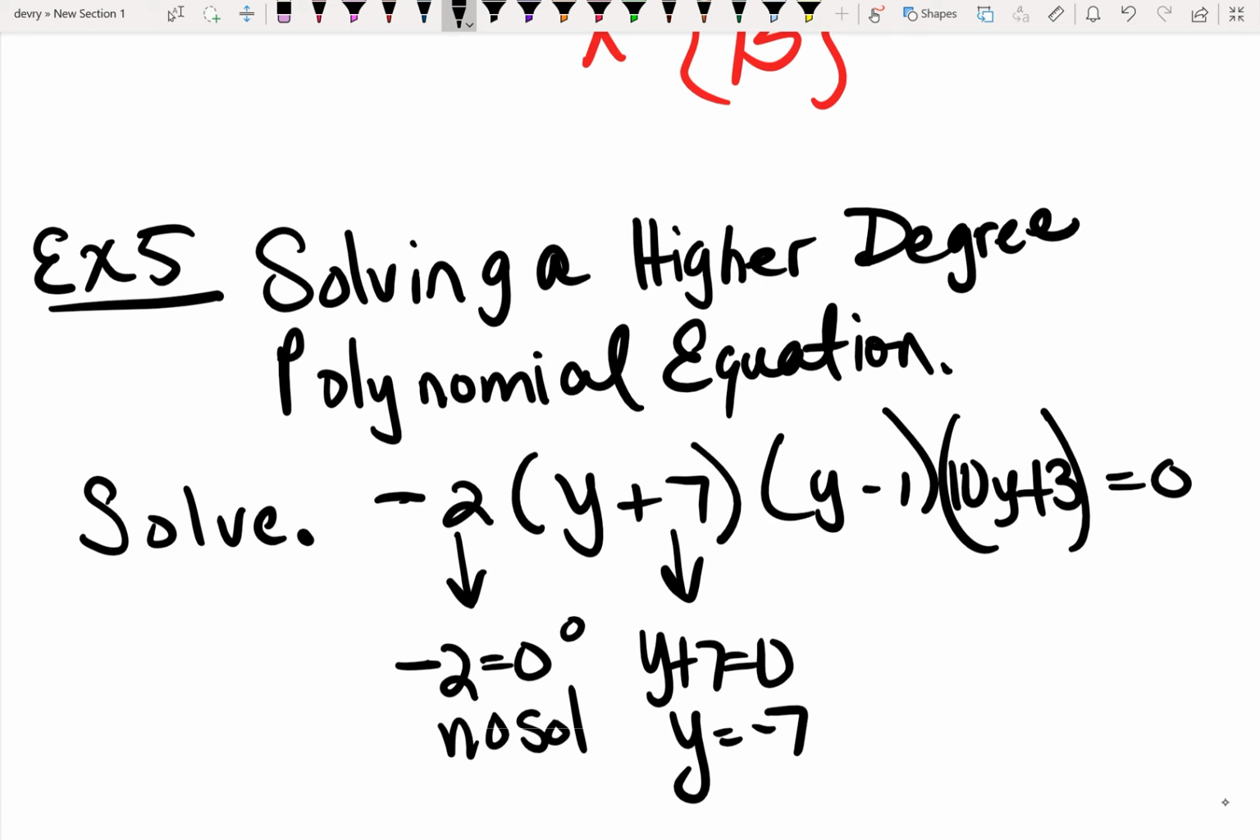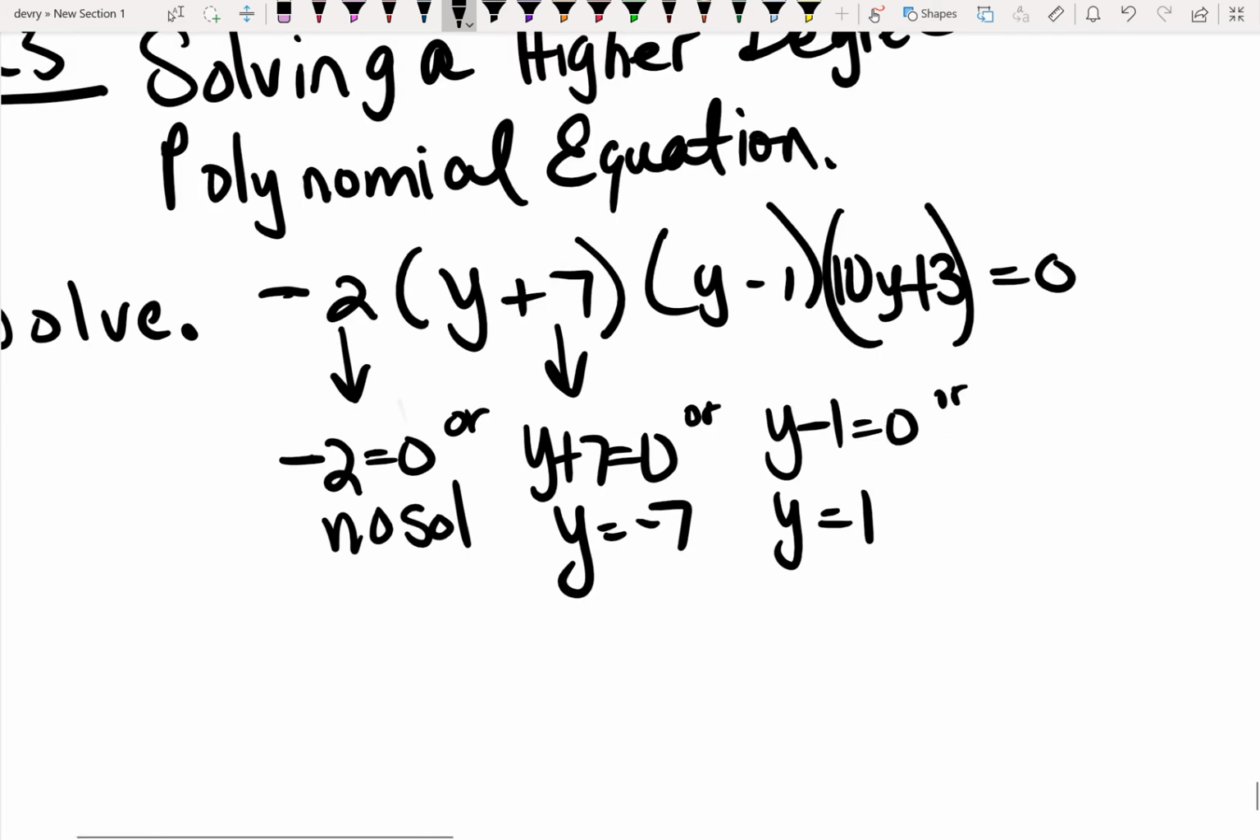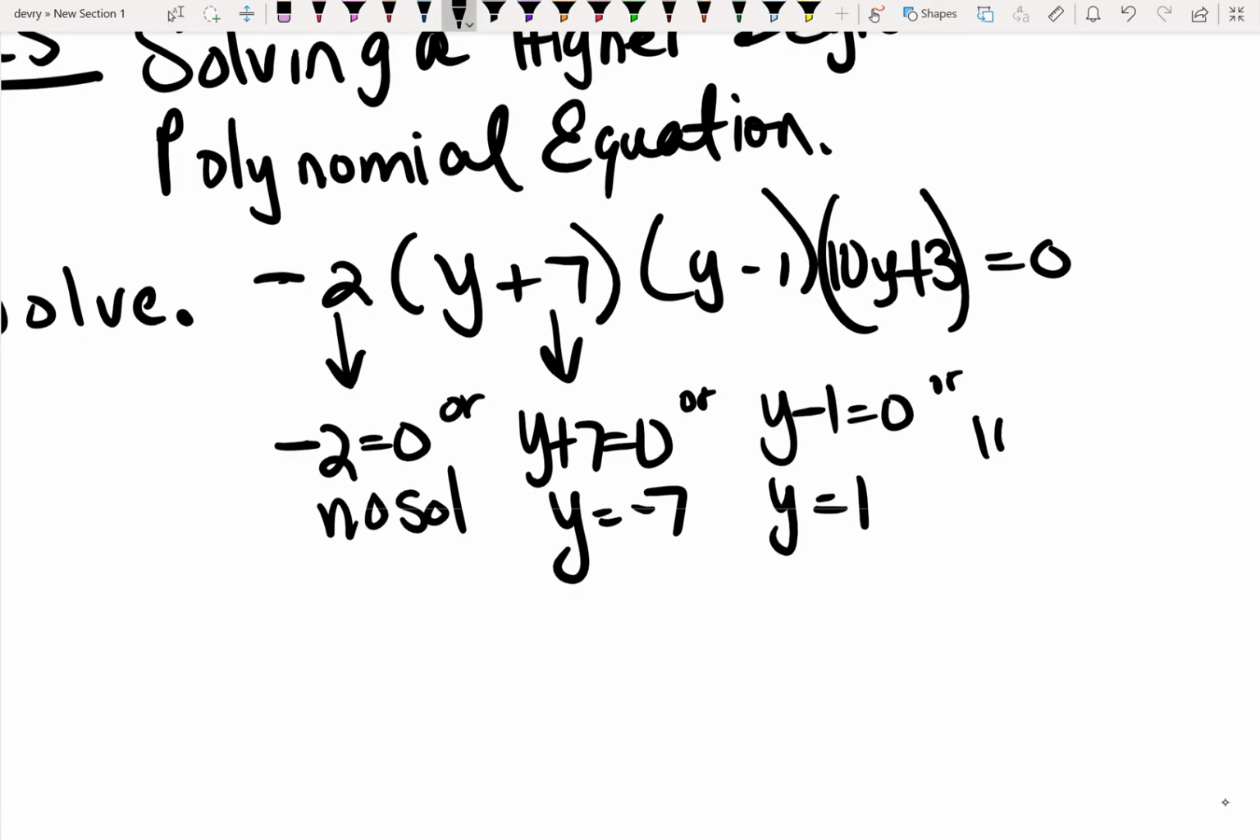So, or. If I have y minus 1 equal to 0, then y is equal to positive 1. Again, or. And then lastly, if I have 10y plus 3 and I set that to 0, I end up with negative 3 over 10 as a solution, because you subtract the 3 first, then divide by 10.